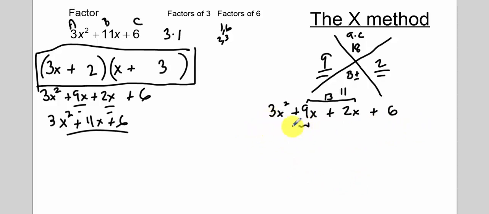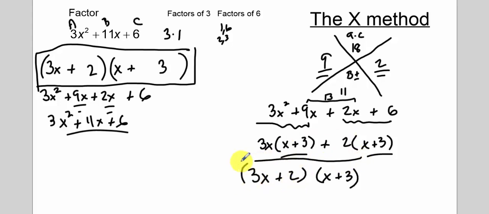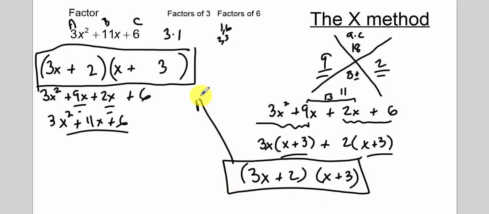Notice in this first term, I have a 3x in common, which means I have an x plus 3 left. And in these two terms, I have a 2 in common, which gives me an x plus 3 left. Now, we've done this before. X plus 3 is in common, and what's left is a 3x plus 2. And you'll notice the factoring is exactly the same as my guess and check. Again, I like using guess and check when there's only one multiplication because I can do that in my head pretty quick. This may work better for you, I'm not sure.